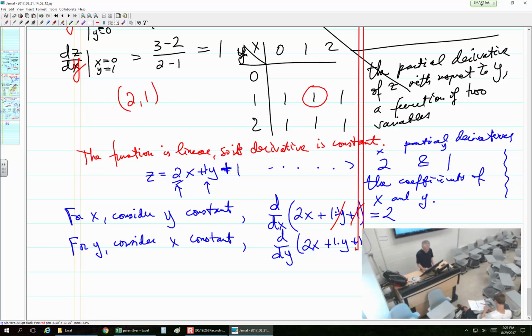This one, just as that one, 2x disappears because it is a constant, and then that's how we end up with 1. Differentiation is exactly the same. Okay, that's the last time I'm using this. Okay, so that's how we can get it.